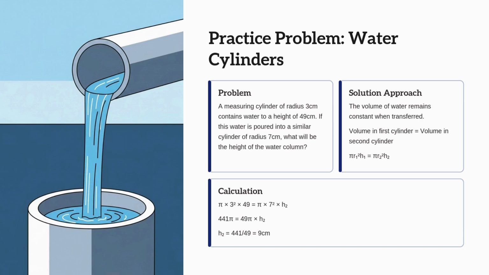Step 5. Solve for the height. Height 2 equals 441 divided by 49. This equals 9 centimeters. Final answer. The height of the water column in the second cylinder is 9 centimeters.